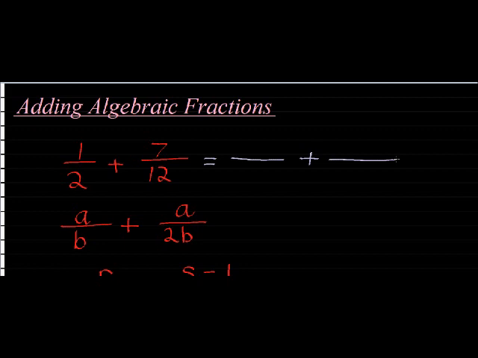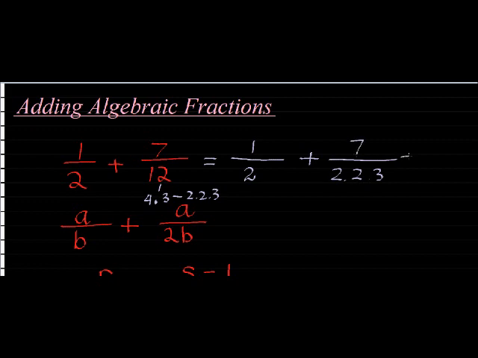In other words, 2 can just be written as 2 over 1. However, 12 can be written as 4 times 3, and the 4 can be written as 2 times 2. So 2 times 2 times 3 will give me 12.